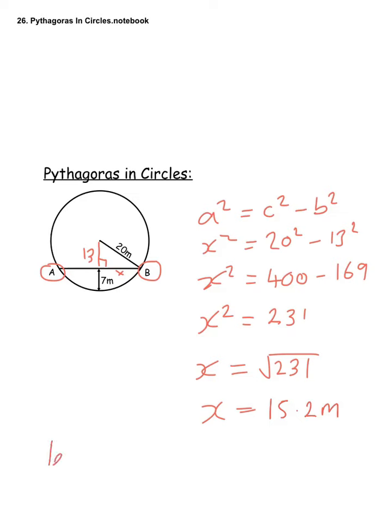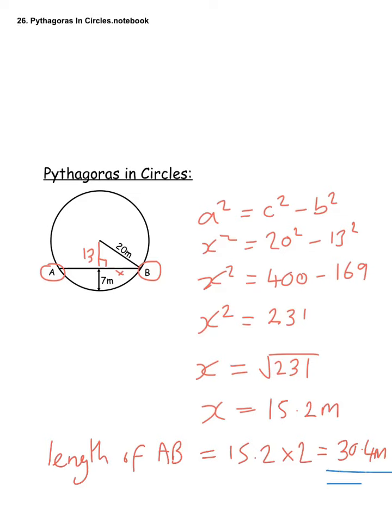So length of AB is equal to 15.2, which is our x, times by 2, and our final answer is going to be 30.4 meters. So that's the first variation of Pythagoras in circles. That would be the length of AB at the bottom there.